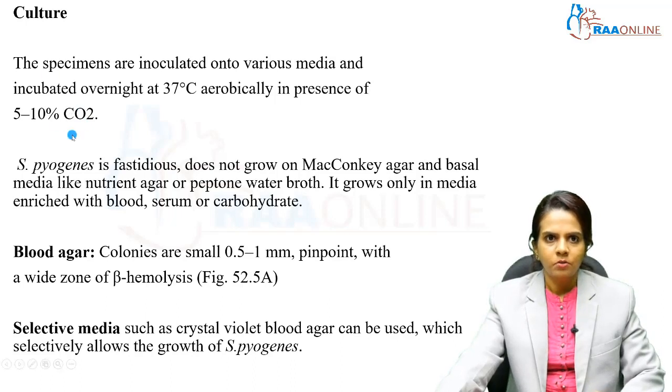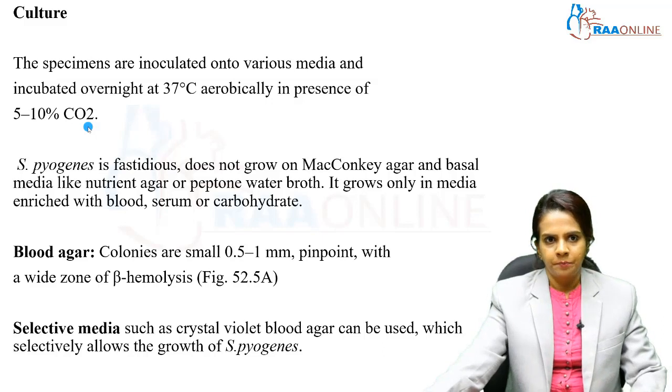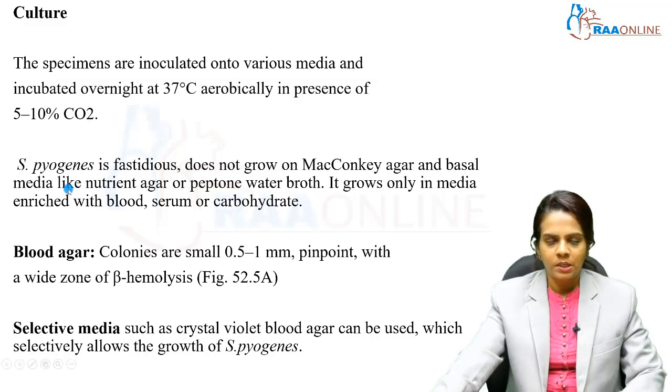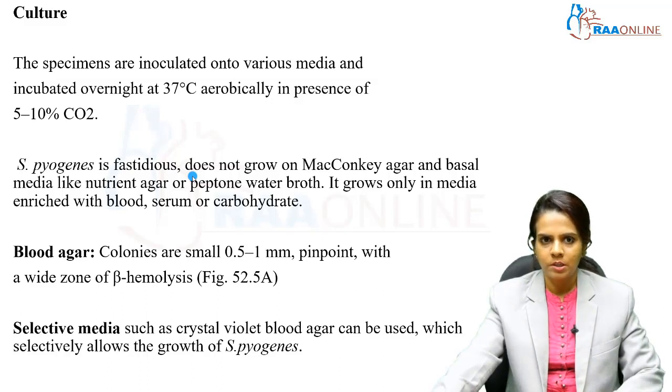Second is culture. The specimens which were collected are inoculated onto various appropriate media and incubated overnight at 37 degrees Celsius aerobically in presence of 5 to 10% CO2. Since Streptococcus pyogenes is a fastidious organism, it doesn't grow on a simple media like MacConkey agar and basal media like nutrient agar or peptone water broth. So it grows only in media which is enriched with blood, serum or carbohydrates. It needs special media for its growth.